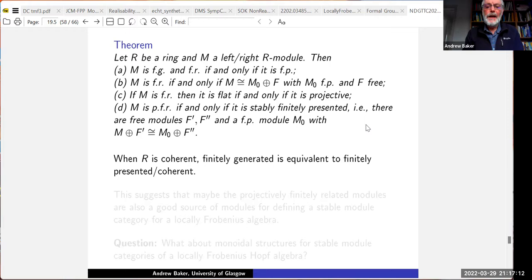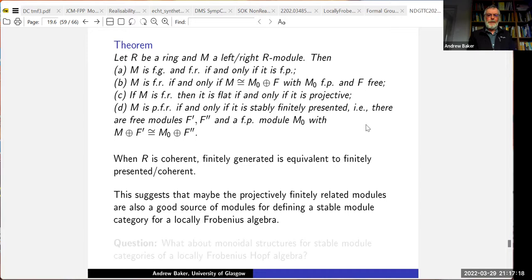Let's see, what am I thinking about this? Well, it suggests to me that maybe the right way to build a stable module category is to go to something like these projectively finitely related modules, which includes the coherent modules, but you're allowed to add on huge free summands, and think about the stable module category based on that. Now, I'm not entirely sure whether that kind of stable module category is used in other settings. Maybe those who know about this kind of thing can tell me if this is true or not. So that's my vague feeling that this should perhaps give a good version of the stable module category.